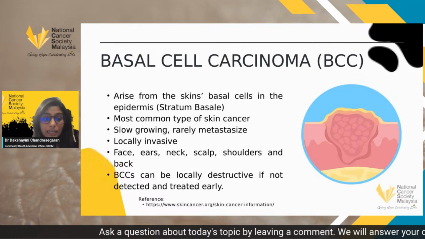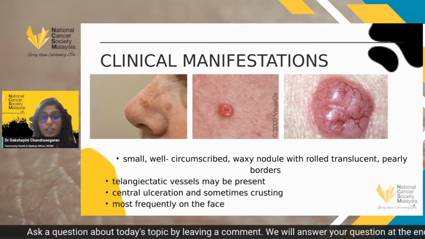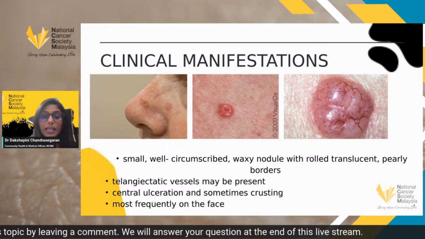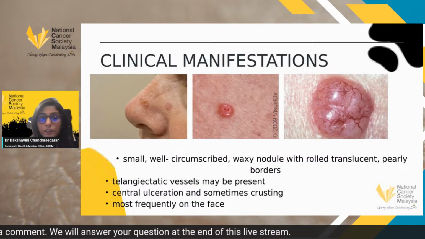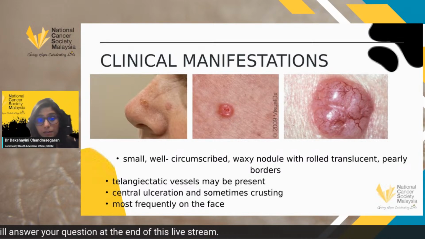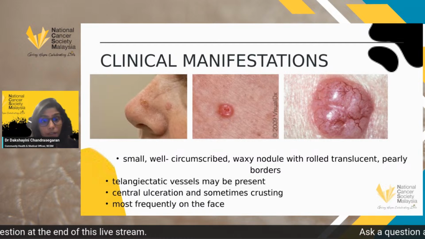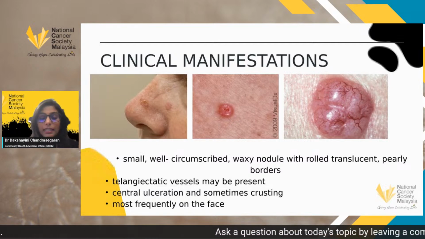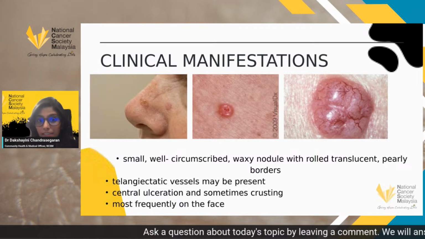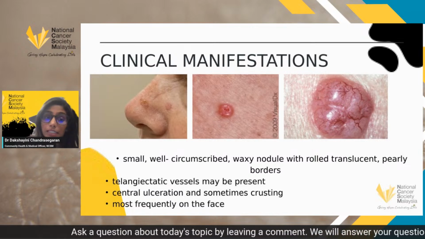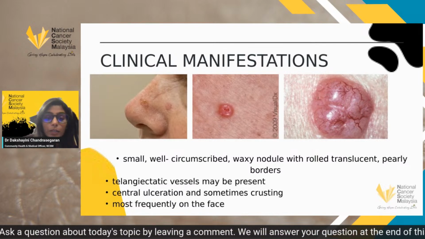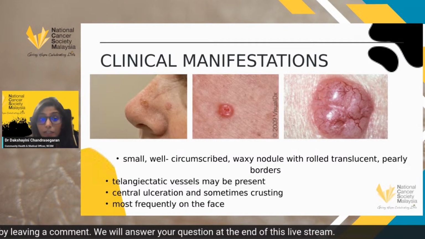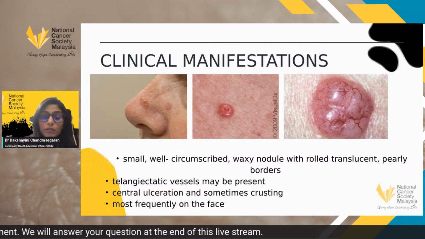So next, coming to the features of how a basal cell carcinoma lesion would look. As you can see, they're very small. They're very well circumscribed. You can see it's a very nice round shape. They have waxy, kind of translucent, pearly borders. And they can have some small vessels that cover the surface. And in the middle picture, you can see there is central ulceration. Sometimes there can be crusting, and they're very common to appear on your face.